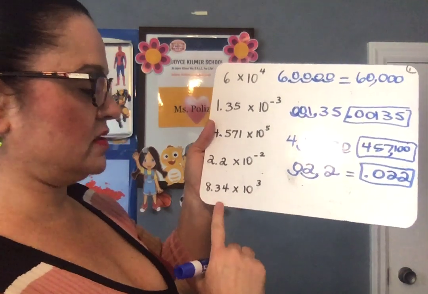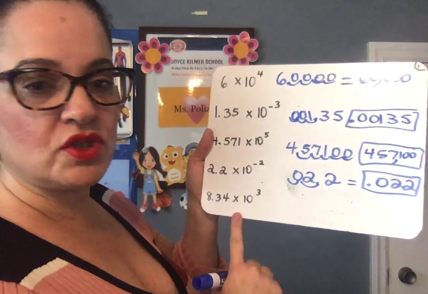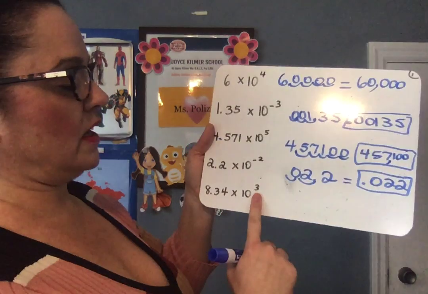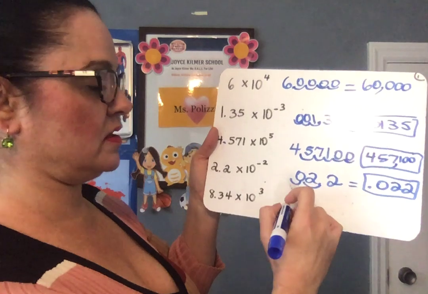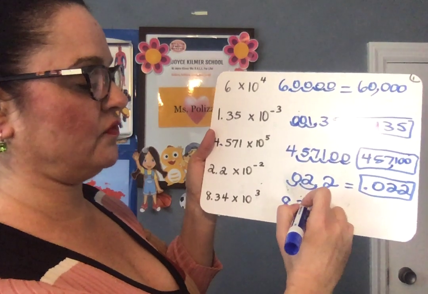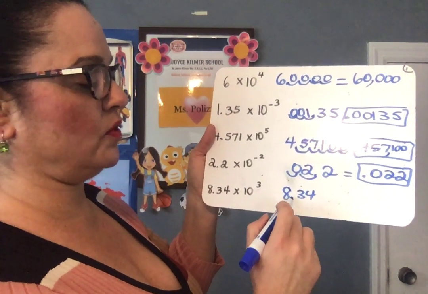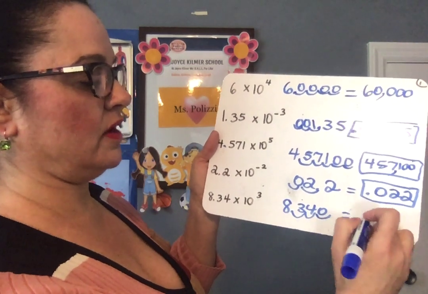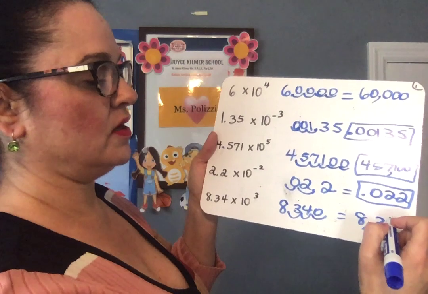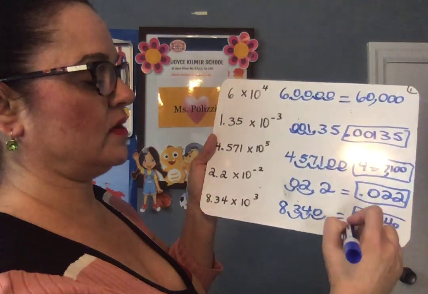And then the last one is 8.34 times 10 to the 3rd power. Our exponent is positive, so we'll move 3 spaces to the right. 8.34, beginning at our decimal point, 1, 2, add a 0, 3. And our answer becomes 8,340, okay? Okay, great. So let's move on to page number 2.